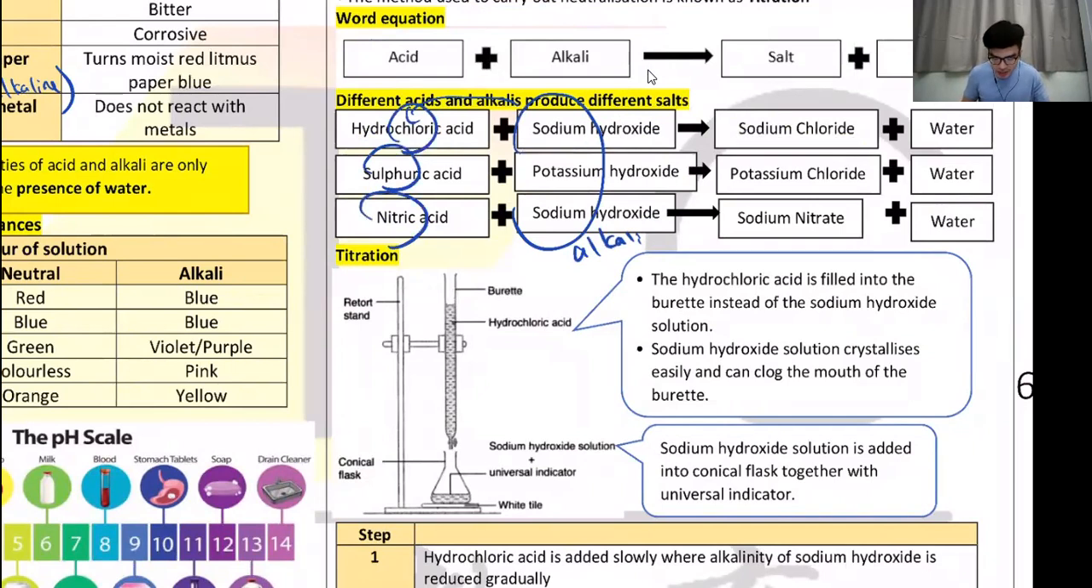Okay, potassium salt. Please change this to sulfate. I think there's a typo here. Okay, potassium sulfate. And then of course sodium nitrate. These are all salt.